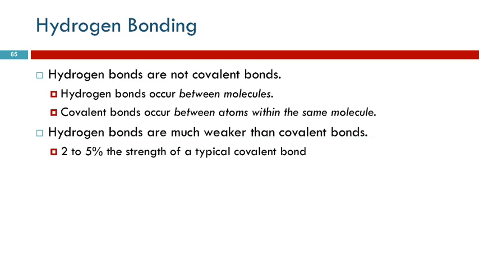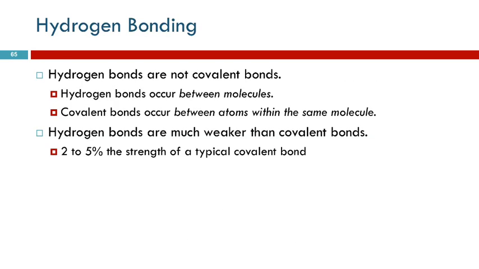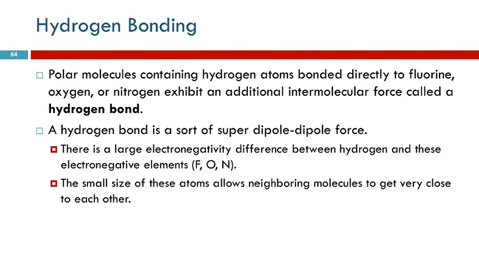So how do you remember which ones? Well, oops. No, oops again. So F, O, or N directly bonded to hydrogen. That's a bad hydrogen. It's a bad H. There we go.